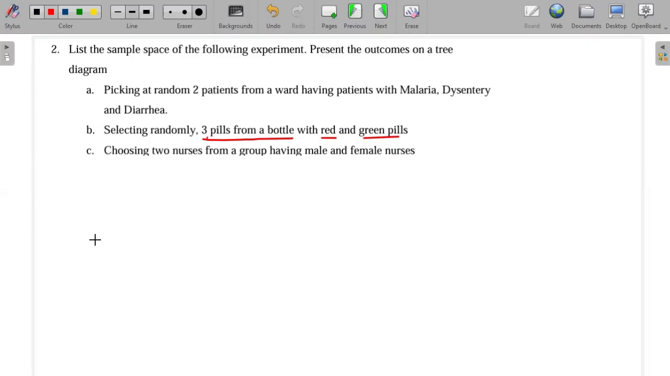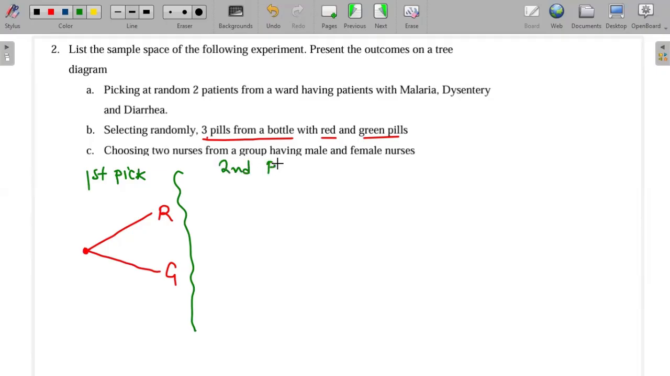So let's do that. Here, the possible outcomes of every pick is that it can either be red or green. So I have this bag that has these pills. On my first pick, my first pick is red, or it can be that my first pick is green. So this is my first pick, or my first selection, whatever you want to call it. Then now I go to my second selection, or my second pick.